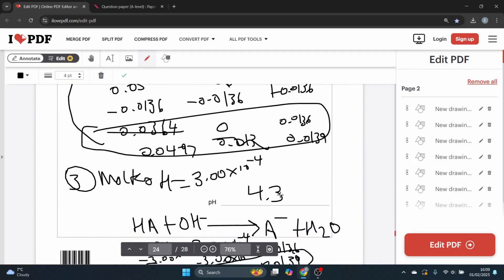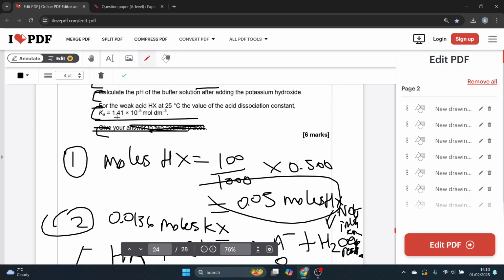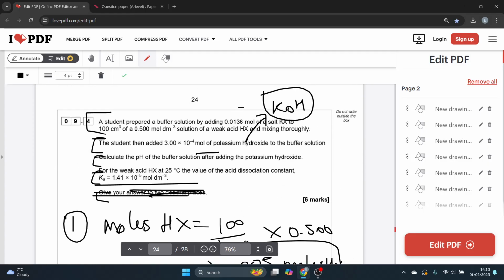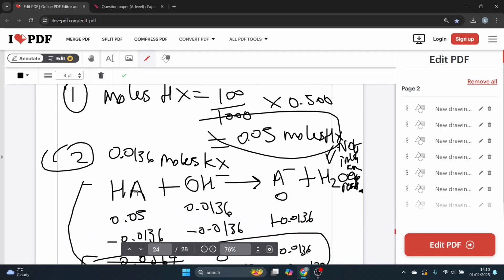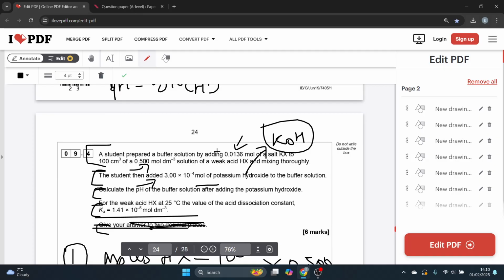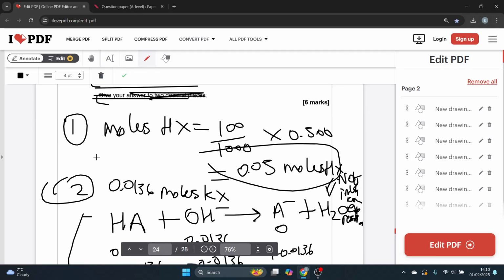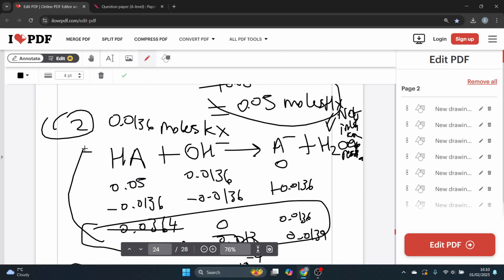It's a shame I didn't get it correct, but it's already given us the moles of this, and then added this, so I don't need to work out after this, because that's not how you do it. So I need to subtract potassium hydroxide, add potassium hydroxide, and you get that. Okay, I get it now.